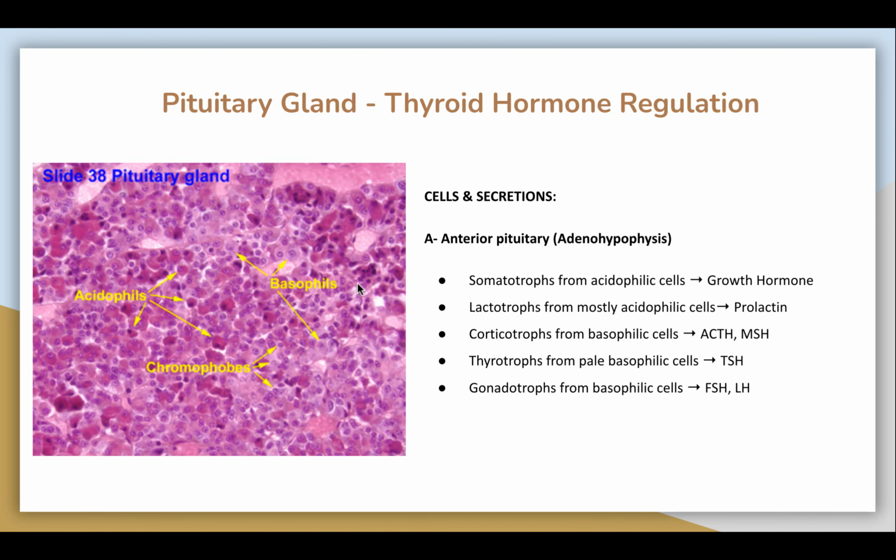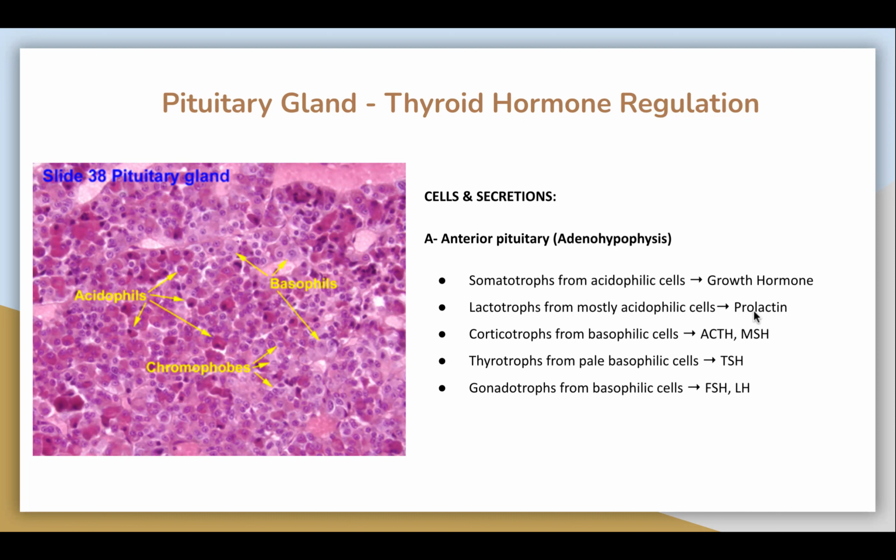Okay, important to note for thyroid hormone regulation, your thyrotrophs are pale basophilic cells that produce thyroid stimulating hormone. As you can see here, growth hormone is also produced by the anterior pituitary gland. Prolactin, for milk production among new mothers after childbirth or even during pregnancy, is produced by mostly acidophilic cells, or orangophilic in some journals and books.